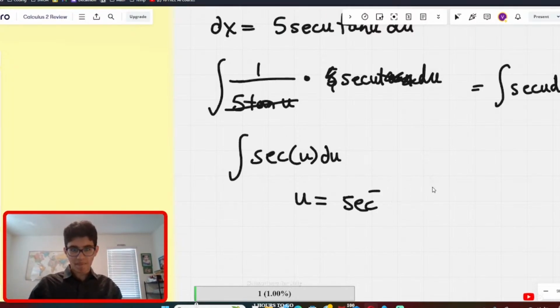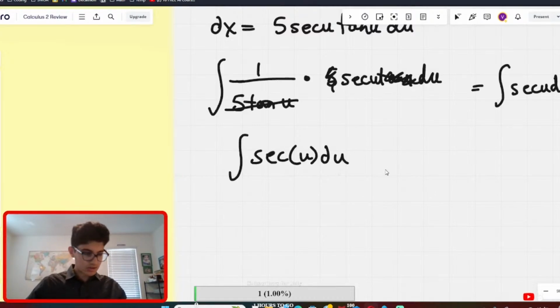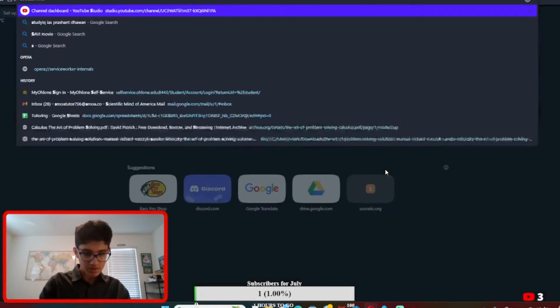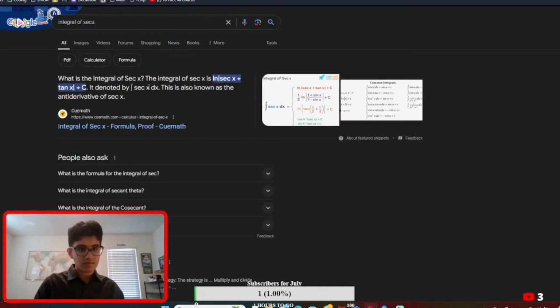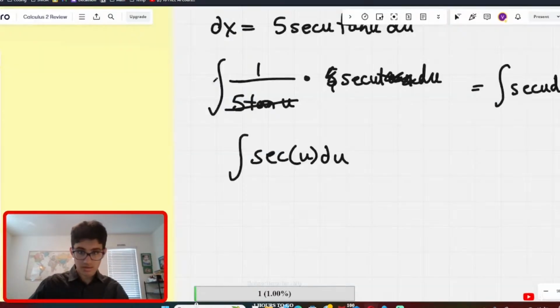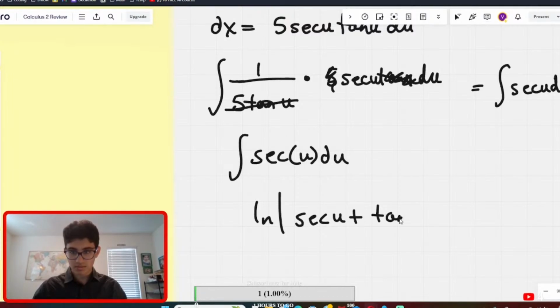Let's continue then. Wait, this is slightly off. I know there's an easy integral, but I just forgot it. Let's quickly take a sneak peek. Yeah, we aren't expected to know this anyway. I still want to know it, but it's a slightly long one, so no need to memorize it, I think. Natural log of the absolute value of secant x plus tan x. So, natural log of secant u plus tan u. And then the only thing left to do is to plus c, obviously.